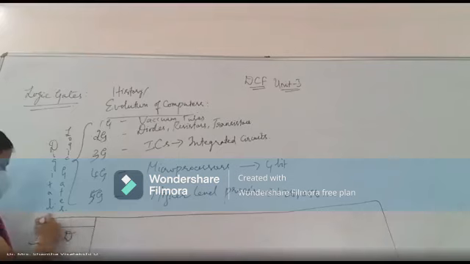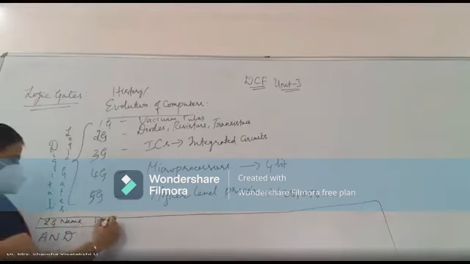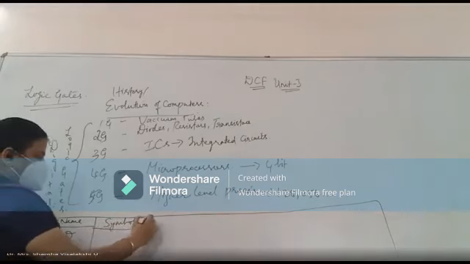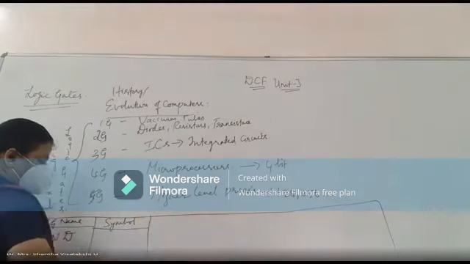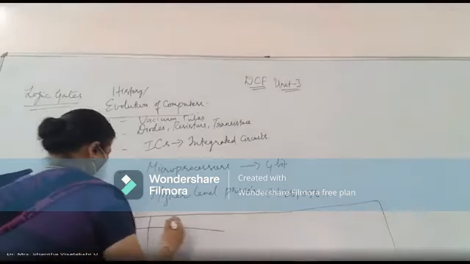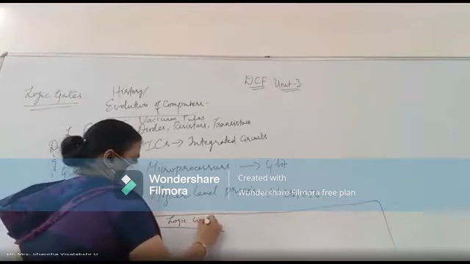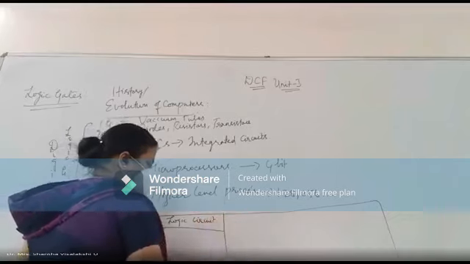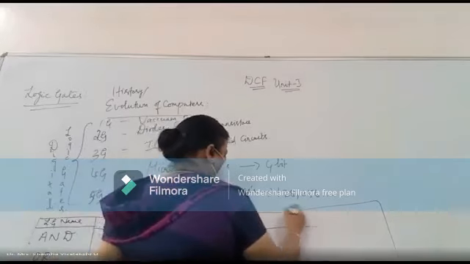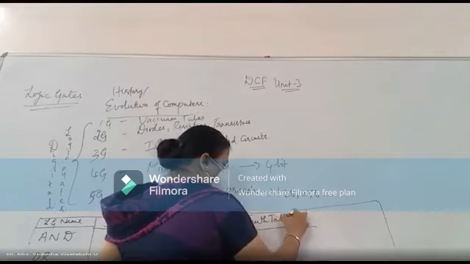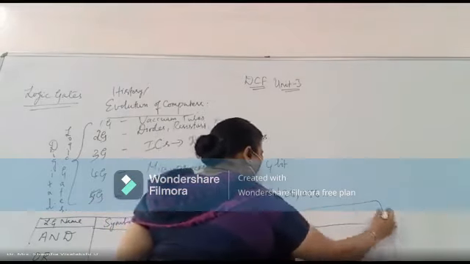This is the logic gate name. The next column is going to be the symbol associated with it. What else do I need? Logic circuit, and then truth table. I don't know how I am going to accommodate this truth table, let me see.